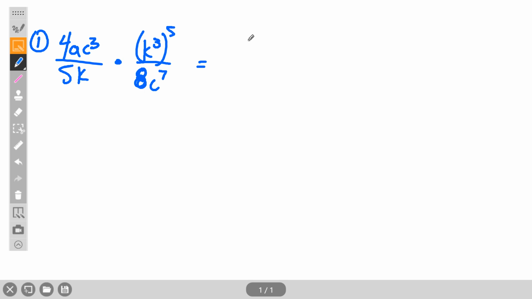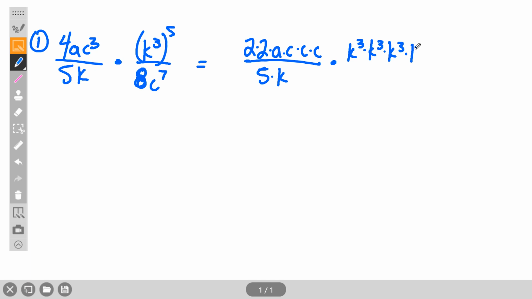So 4ac cubed, that's 2 times 2 times a times c times c times c over 5 times k. And then I have k cubed to the fifth, so it's k cubed times k cubed times k cubed times k cubed times k cubed over 8c to the seventh. So 8, that's 2 times 2 times 2. And then c, 1, 2, 3, 4, 5, 6, 7.